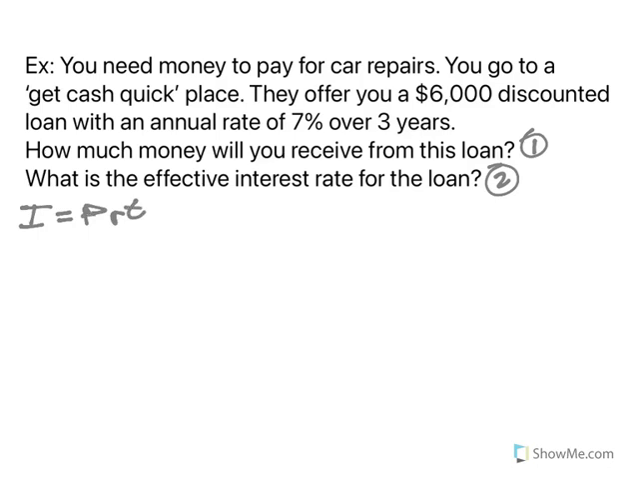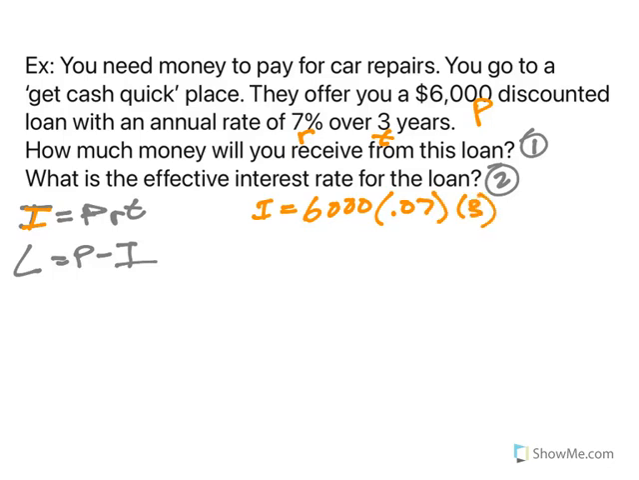And to figure out how much you're going to receive, which is L, we will take the principal and subtract the interest. So our first step is going to be to find the interest. My principal is $6,000, my interest rate is 7%, and my time is 3 years. So the interest is $6,000 times 0.07 times 3. So I'm going to pay $1,260 in interest on this 3-year loan.